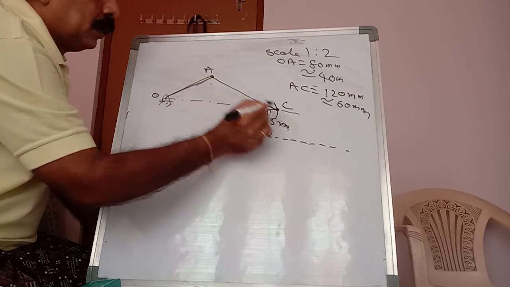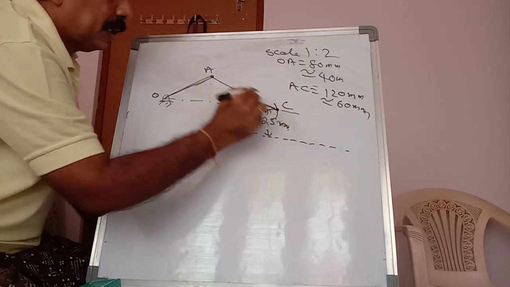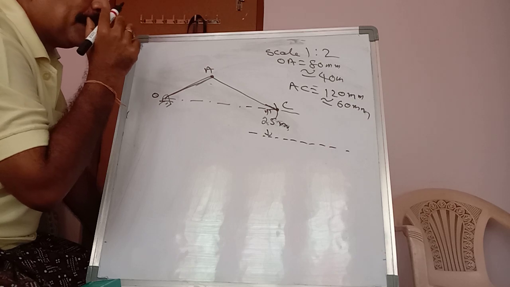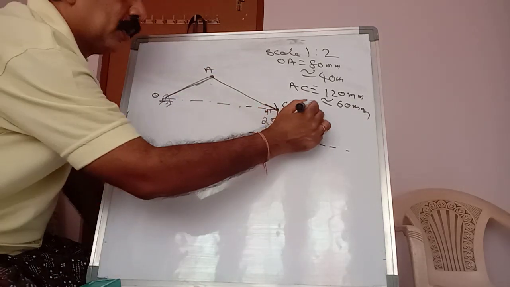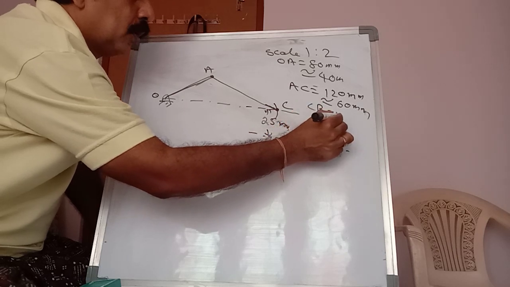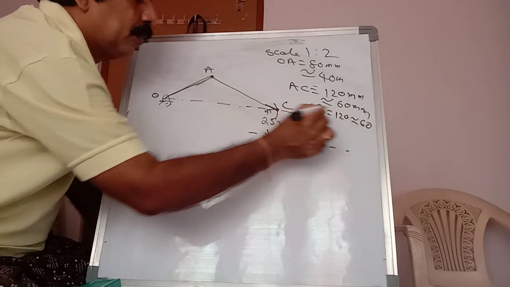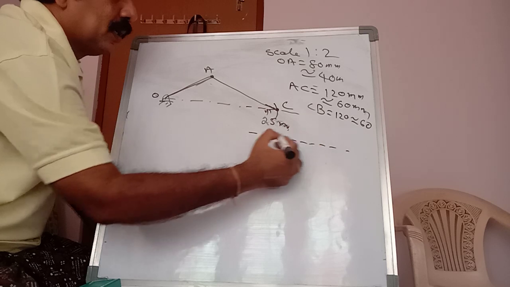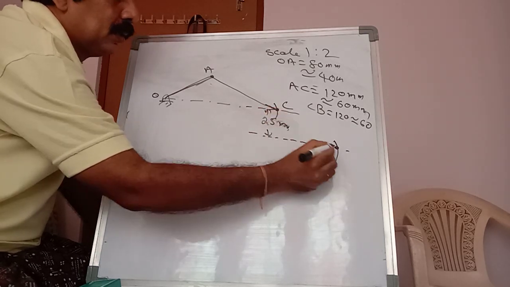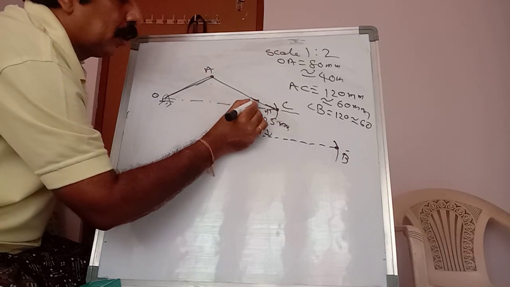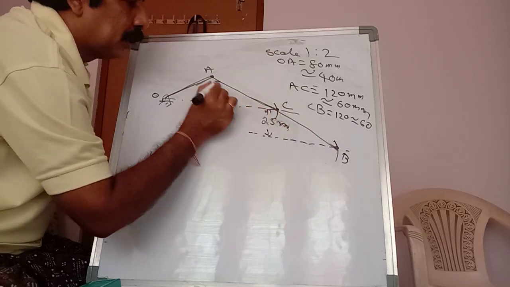Now again C as center, it is given CB is equal to 120 mm. 120 is equal to 60 mm. C as center, on this 25 mm line you can draw another arc, which is B. So you have to join C and B as a continuous line.